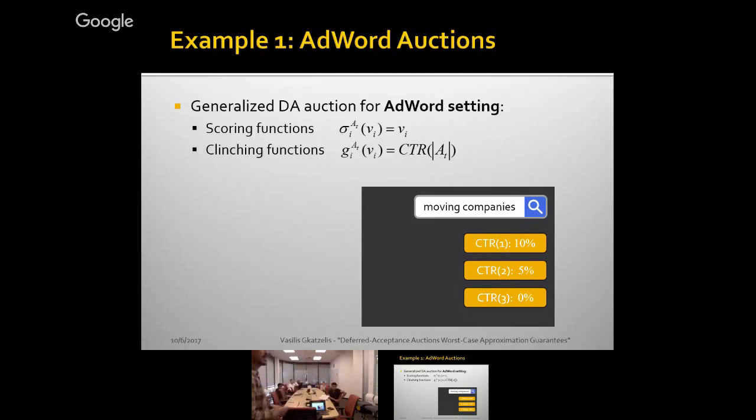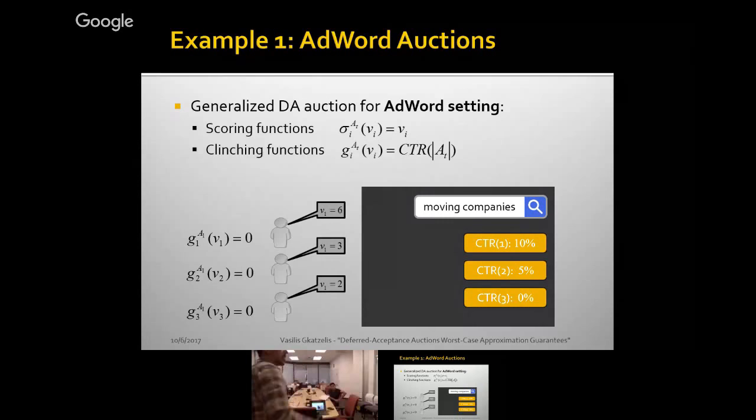In this case, the scoring function is very simple, just your value. And your clinching function is the click-through rate of the slot as a function of how many people are still active. So initially, say we have these 3 bidders, so initially there are 3 active bidders, so A sub T has 3 people in it, so everybody is guaranteed nothing, 0 click-through rate, right? So at the beginning, I have nothing.